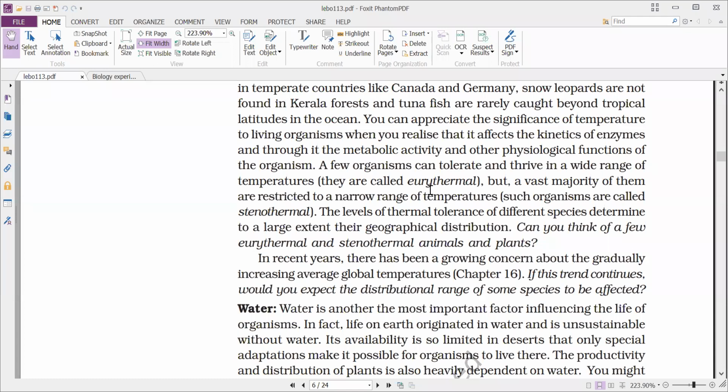Most of the organisms can tolerate only a narrow range of temperatures. That means even a small change in the temperature, they cannot tolerate. Such organisms which can tolerate a narrow range of temperatures, we are calling stenothermal.